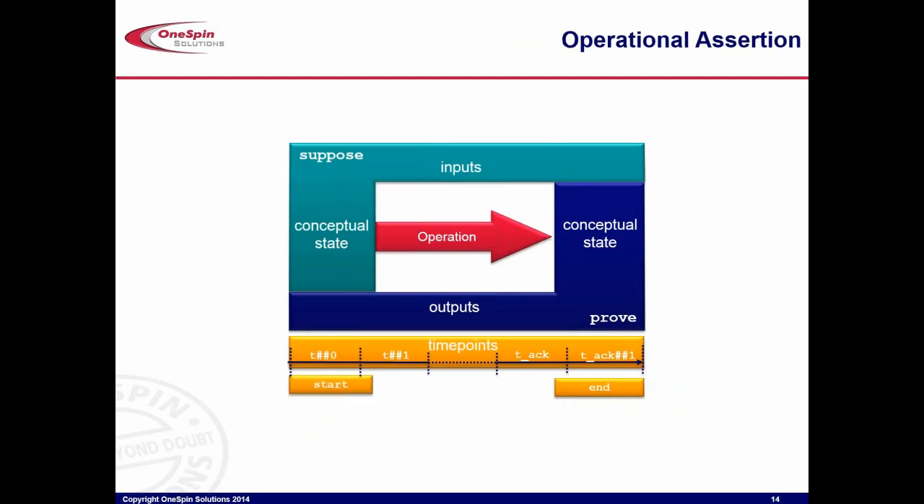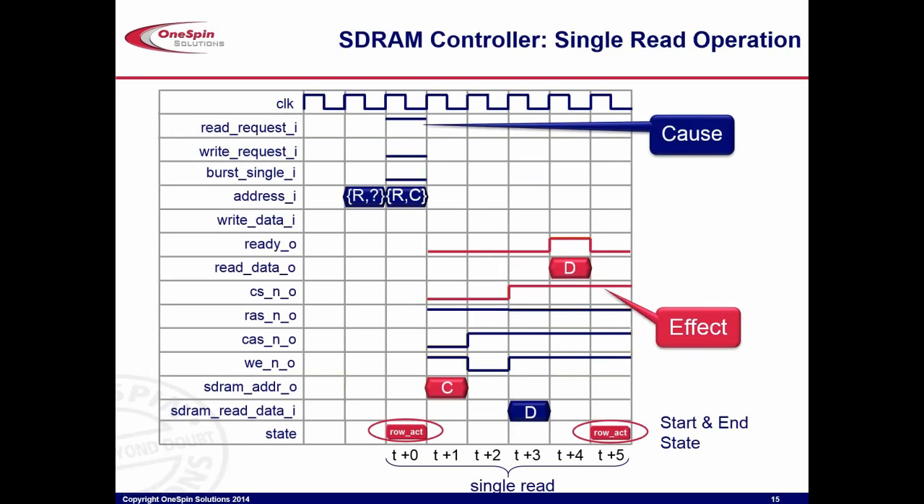So I want to do that with something that we call operational assertions, which are a simplified version of assertions that basically consist of a cause and effect relationship, made up of something that causes an operation to actually happen and something that we want to observe, the proof part, and that will stretch over a certain number of time frames. So if you look at this on the timing relationship, then you see here how the single read operation would work. And the blue parts correspond to the causes. These are the things that I have to assert to make this single read operation happen. And the red parts, I'm sorry, are the expected effects.